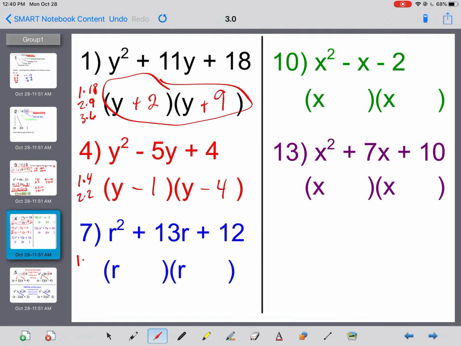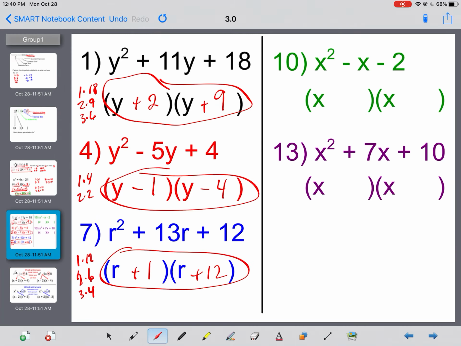Factors of 12 that add to 13. Don't forget that 1 times itself is always a thing. So if you need 1 more than what it is, it's going to be 1 times itself. We want a 1, we want a 12. Forgot to circle my answers there.